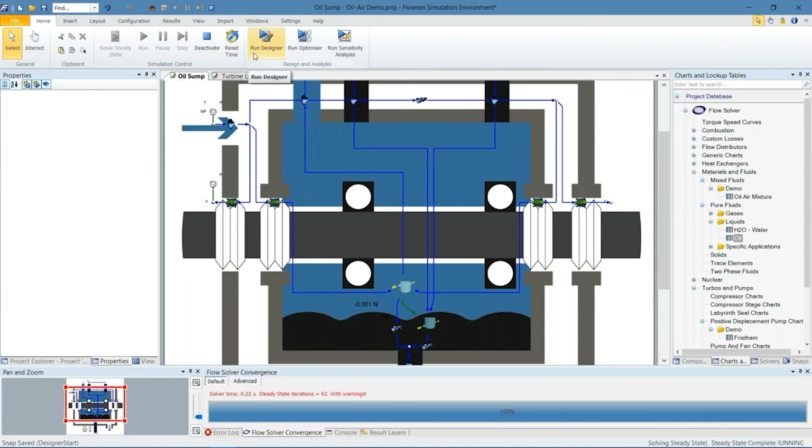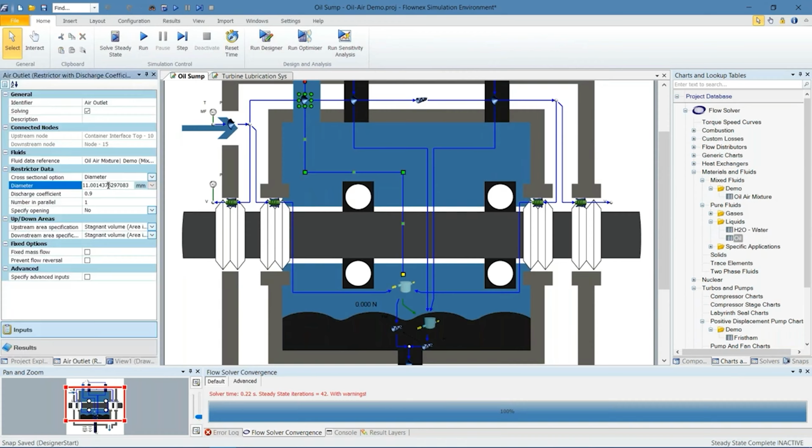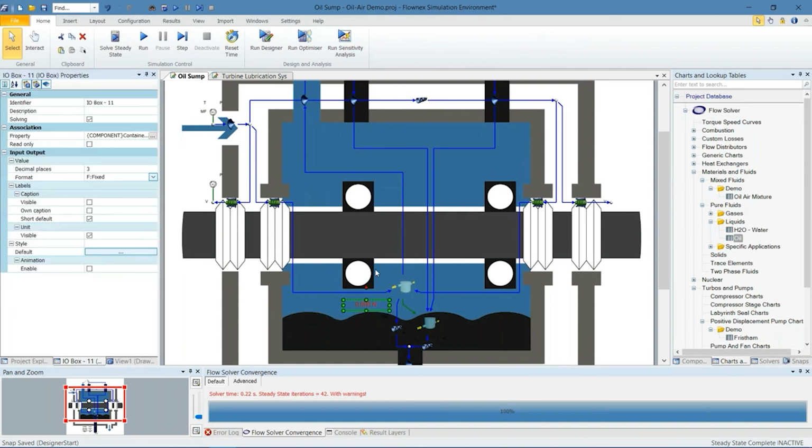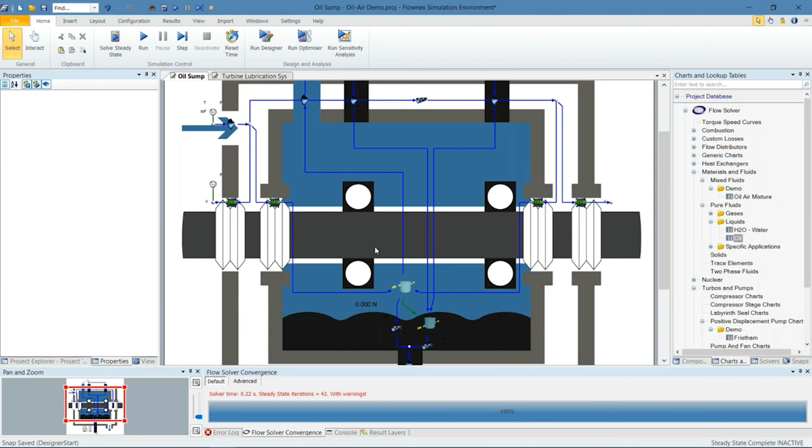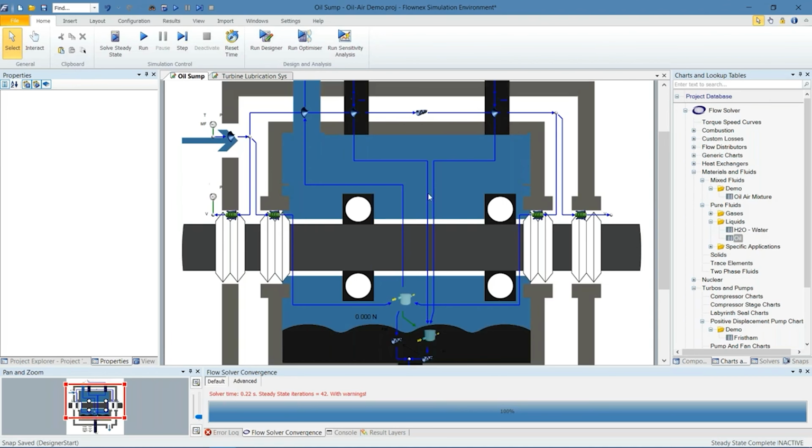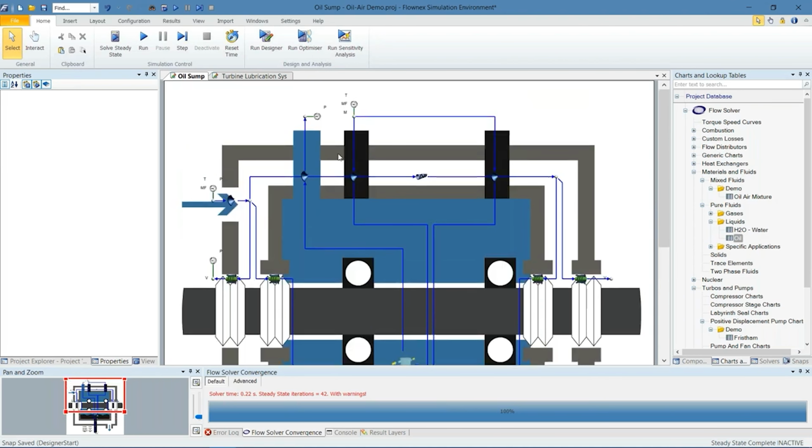So here I'm just running the designer, and after a few iterations, we can see Flownex gets to a diameter where the force imbalance is 0 newtons. So this would be one way in which we could go about sizing the air system after implementing our desired oil flow rates and then sizing our air system to match that.